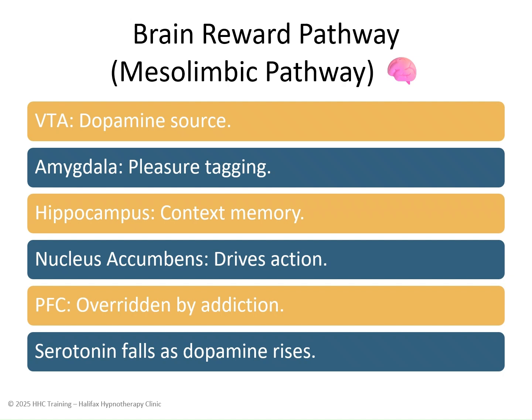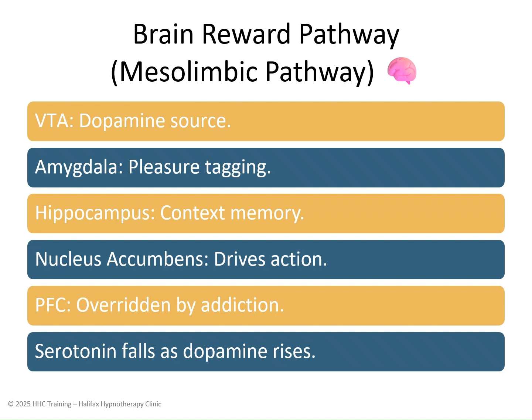The reward pathway involves several interconnected brain regions, primarily originating from the ventral tegmental area, or VTA, in the midbrain, which is the main dopamine-producing center. The VTA produces and releases dopamine when it detects a rewarding stimulus. The amygdala processes emotions. When it receives dopamine, it registers the experience as pleasurable and enjoyable. The hippocampus is responsible for forming memories. It records the context of the rewarding experience, where you were, who you were with, what you were doing, to help you repeat it.